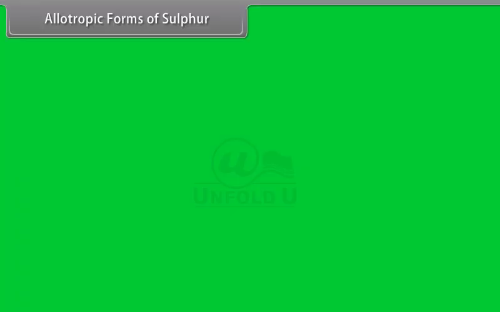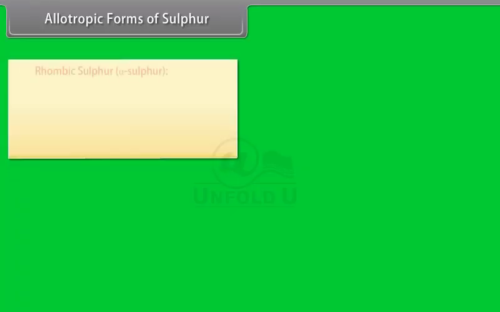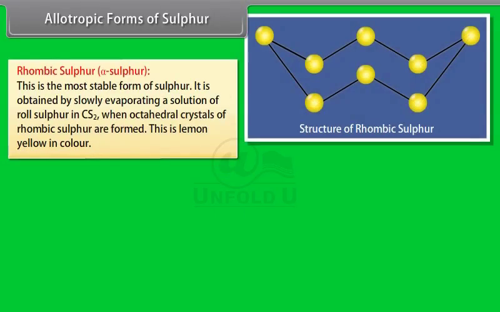Allotropic forms of sulfur. Rhombic sulfur. This is the most stable form of sulfur. It is obtained by slowly evaporating a solution of roll sulfur in CS2, when octahedral crystals of rhombic sulfur are formed. This is lemon yellow in color.